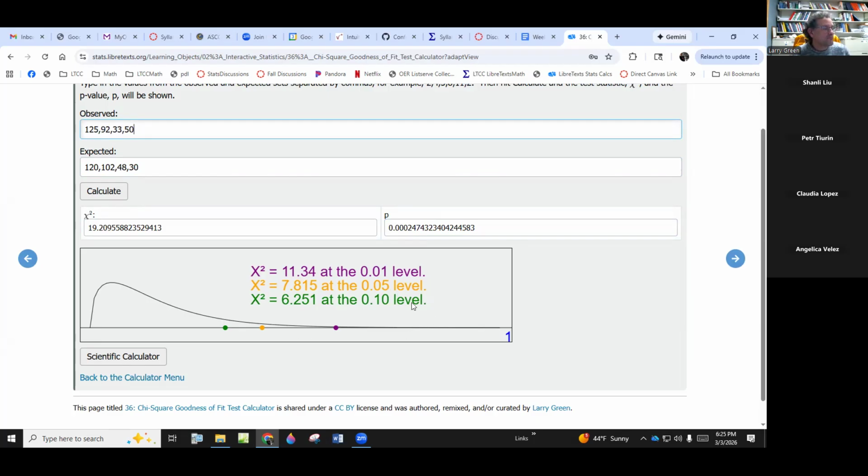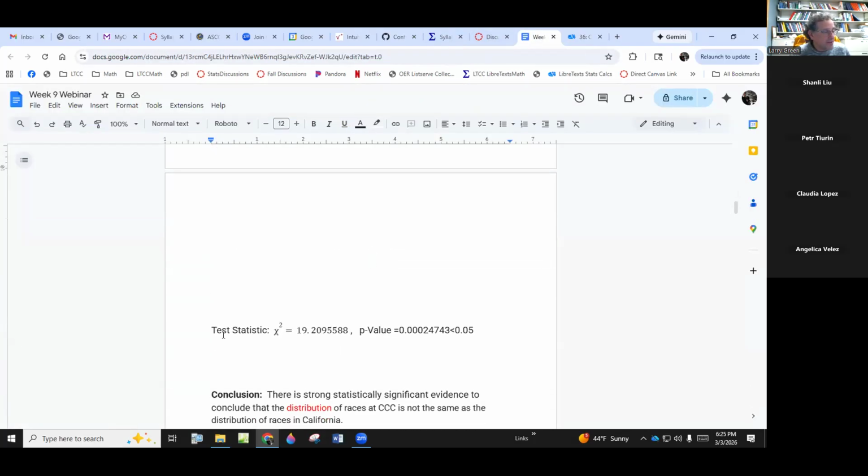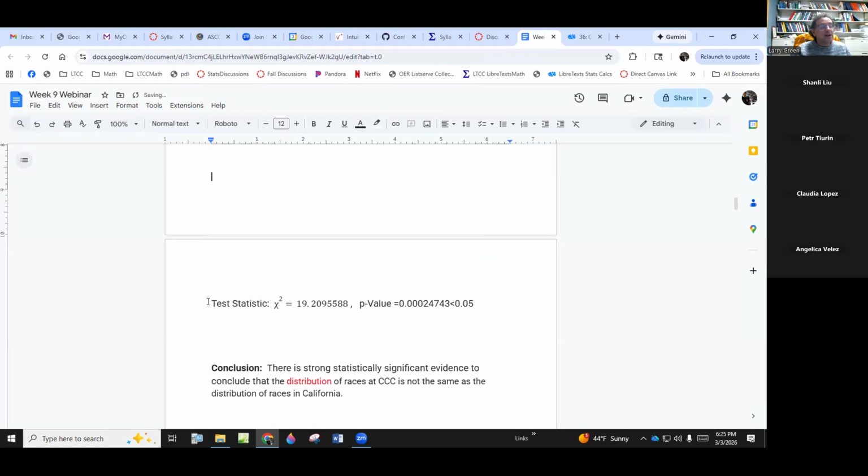And we're way over here for our test statistic, 19 something. And that's way, way in the rejection region area. So again, here's the test statistic, here's the p-value, and I'm ready to state the conclusion.